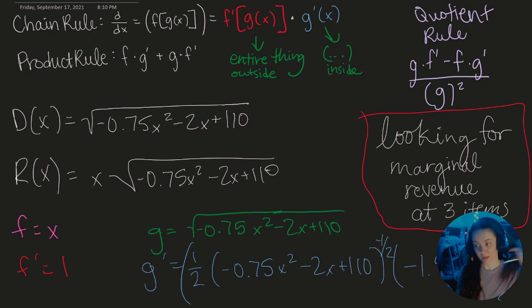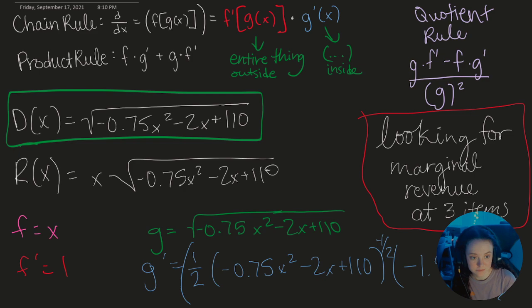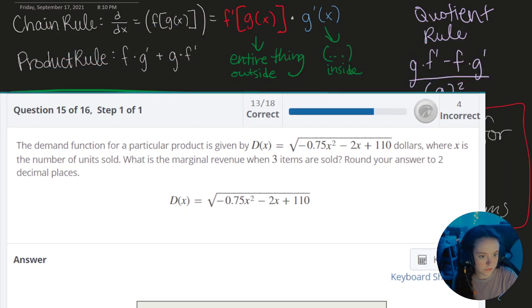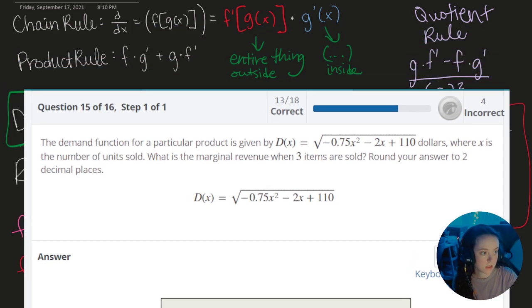So they gave us this information right here. They gave us this, okay? And they said the demand function for a particular product is given by, and then it gives us the demand function where X is the number of units sold. Then it asks for the marginal revenue when 3 items are sold and tells us to round to 2 decimal places.